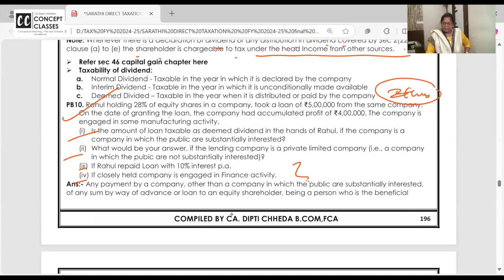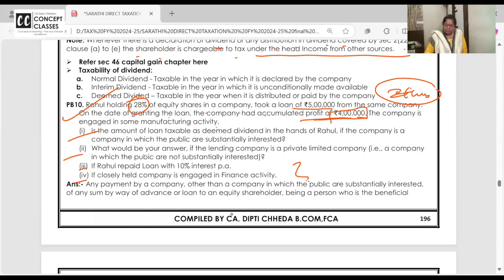Rahul, holding 28% of equity shares in a company, took a loan of 5 lakh from the same company. On the date of granting the loan, the company had accumulated profit of 4 lakh. Rahul has substantial interest in the company. The company gave the loan out of accumulated profits. Accumulated profits were 4 lakh. The company gave 5 lakh. The company is engaged in manufacturing activity.